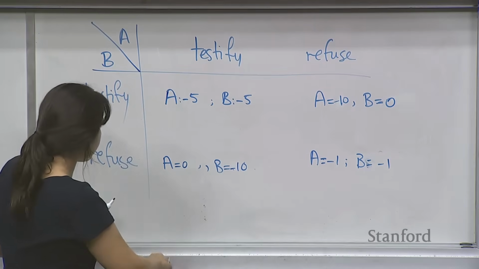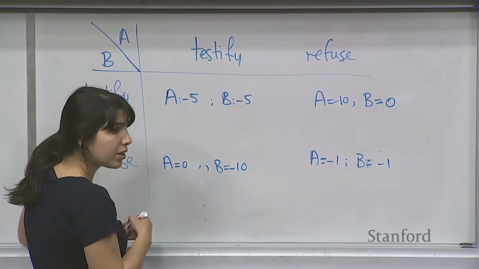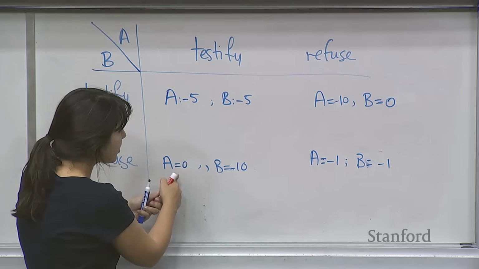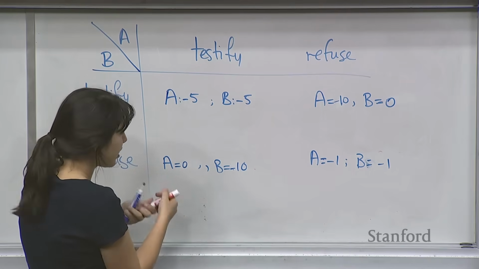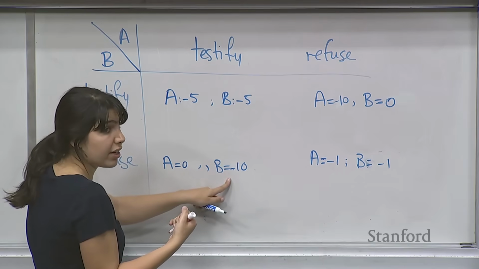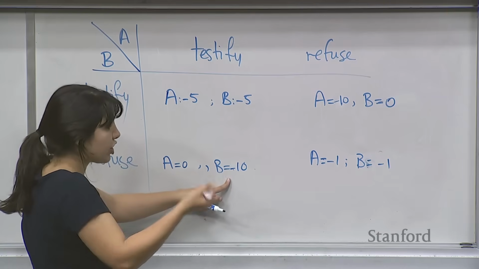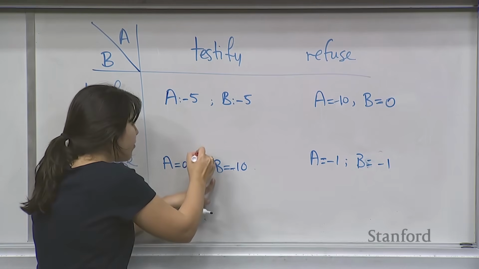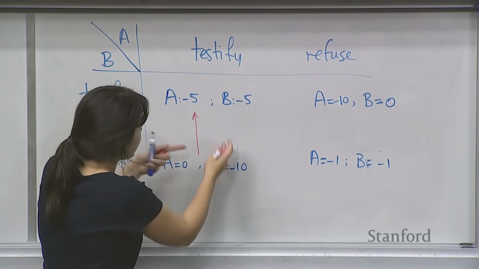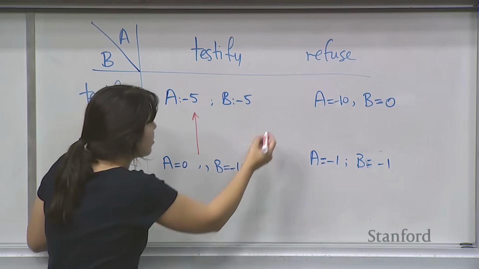Can I make this better? I start from this cell. A gets 0 years of jail. That's pretty good. B gets 10 years of jail. That's not that great. So B has an incentive to change that, right? B has an incentive to actually move in this direction, to get 5 years jail instead of 10 years.